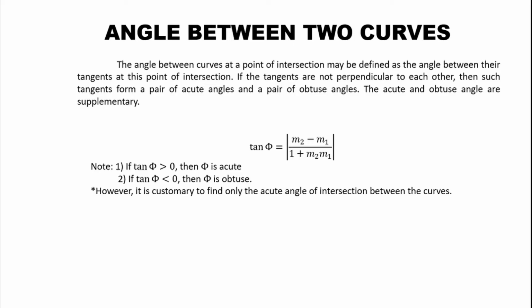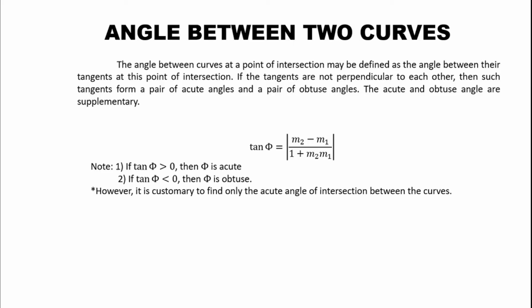The angle between two curves at the point of intersection may be defined as the angle between their tangents at this point of intersection. If the tangents are not perpendicular to each other, then such tangents form a pair of acute angles and a pair of obtuse angles. The acute and obtuse angles are supplementary.